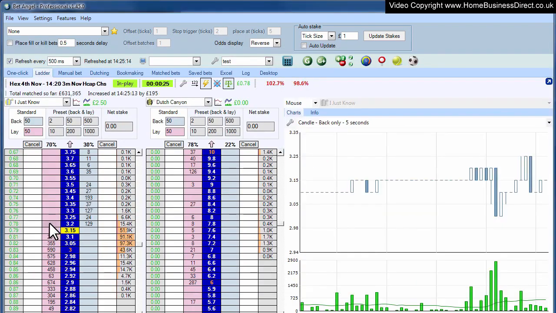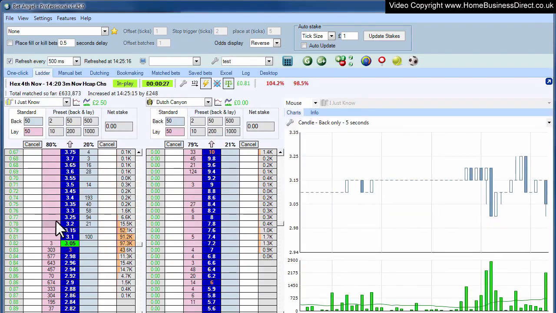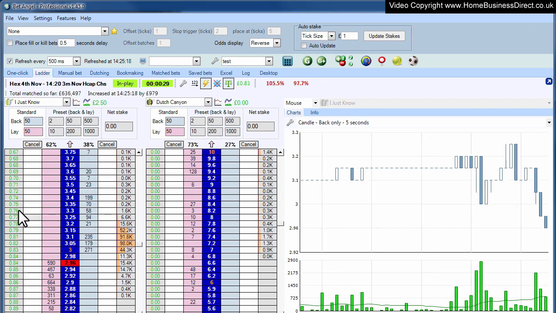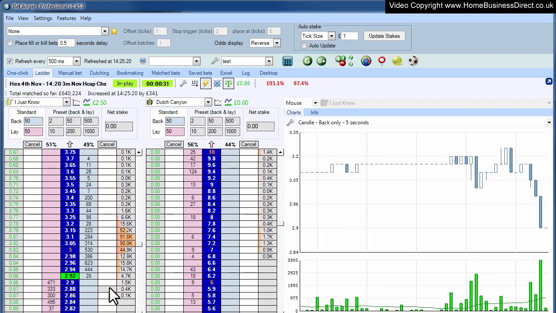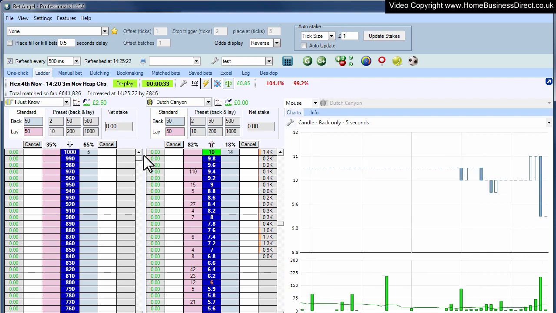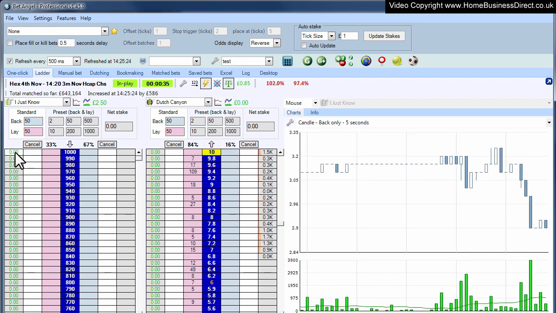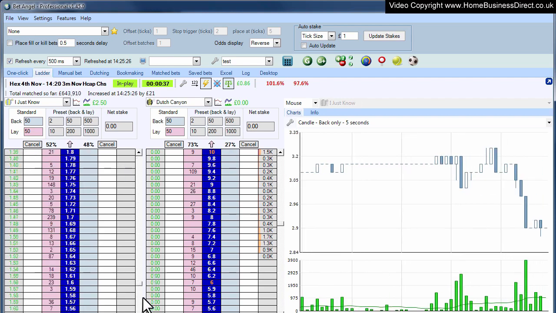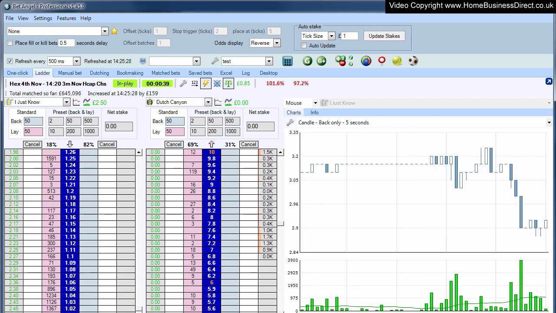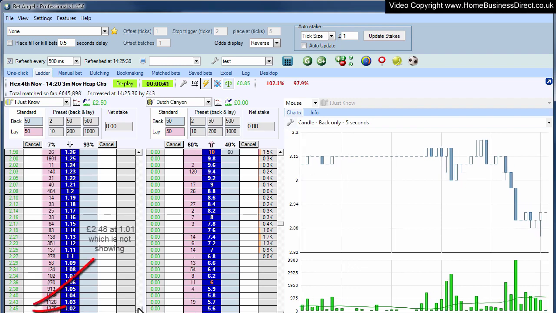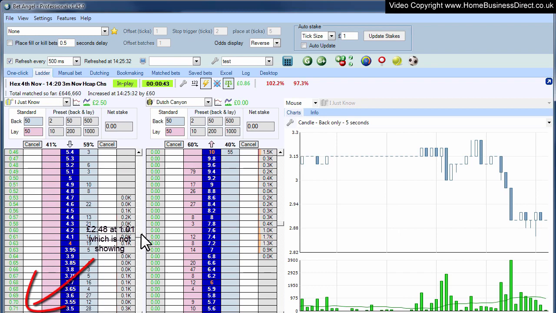Now you can see this race has gone in play, which on the basic scalping we're not advising you to use in play, but in this situation I cannot lose here. You see, if the horse loses then I don't lose anything, but if the horse wins I actually make £2.48, so I'm not too concerned.